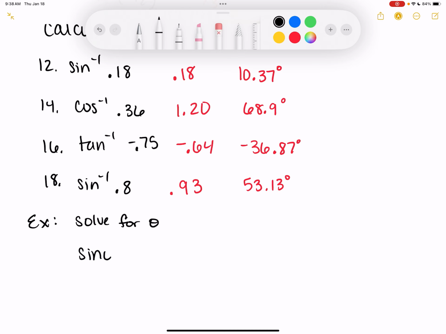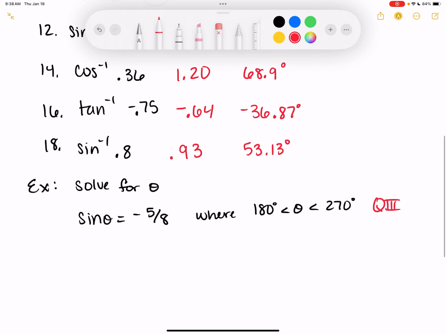So sine of theta is equal to negative 5/8, where 180 degrees is less than theta is less than 270 degrees. So what quadrant is that in? What quadrant is theta in between 180 and 270? Bottom left, quadrant 3. So that means this value is occurring somewhere down here.